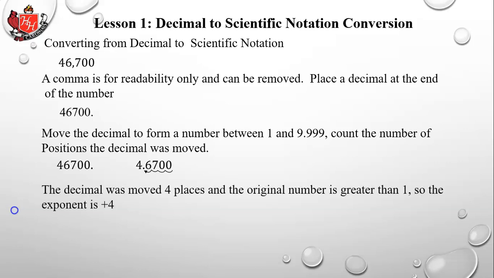The decimal was moved 4 places, and the original number is greater than 1. 46,700 is the original number, was greater than 1. So that means the exponent is positive 4. If the original number is greater than 1, then the exponent is going to be positive. So what we then have is 4.67 times 10 to the 4th power. 10 to the 4th power is 10,000. 4.67 times 10,000 gives you 46,700.